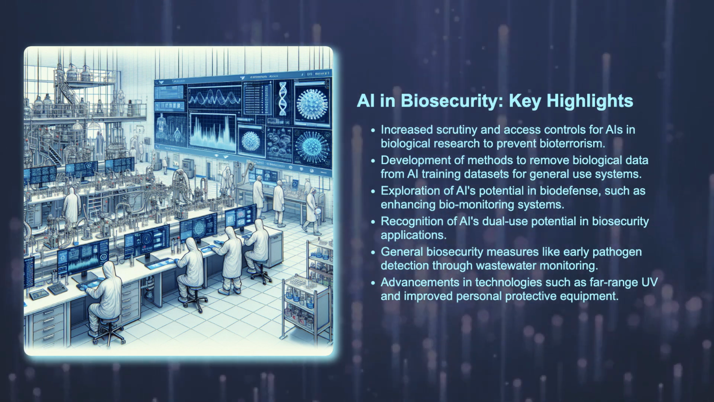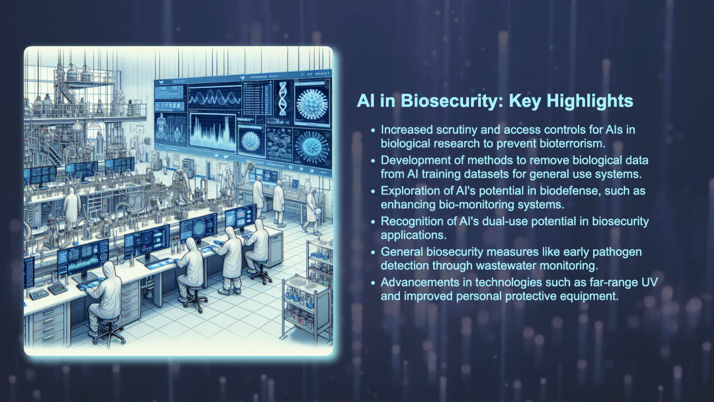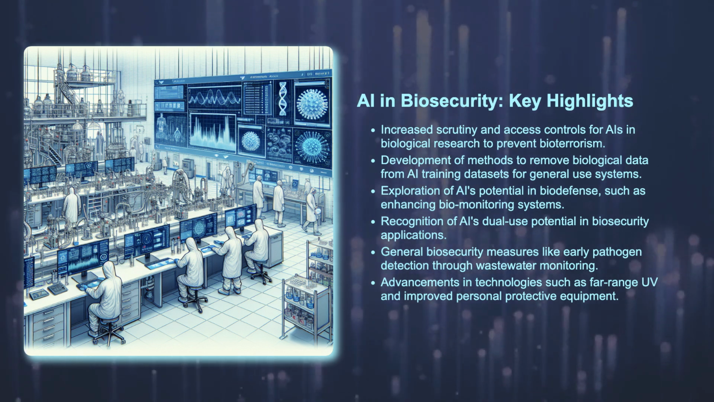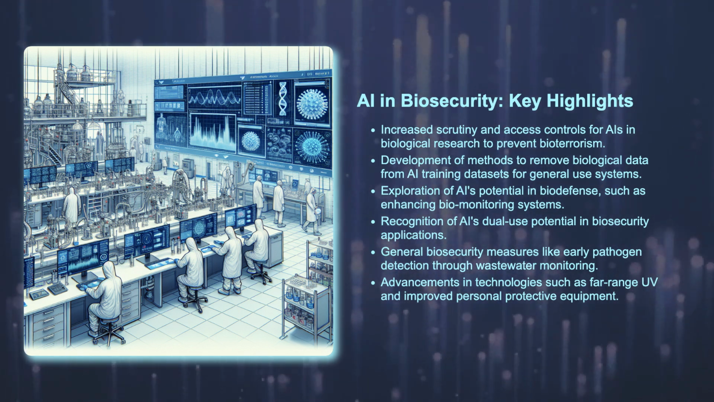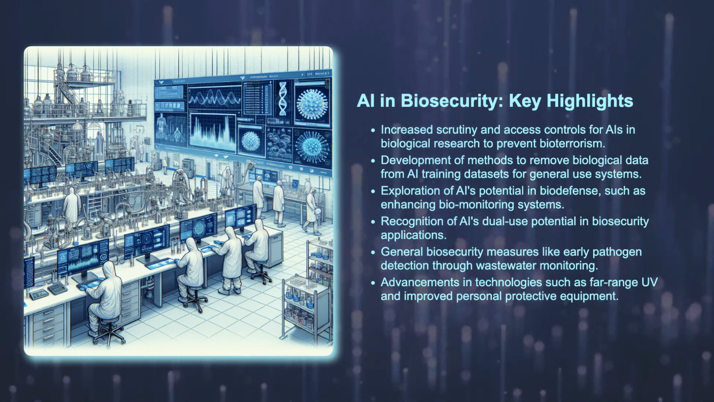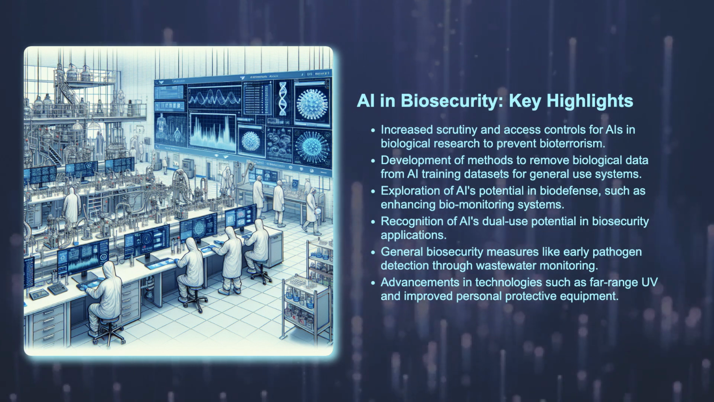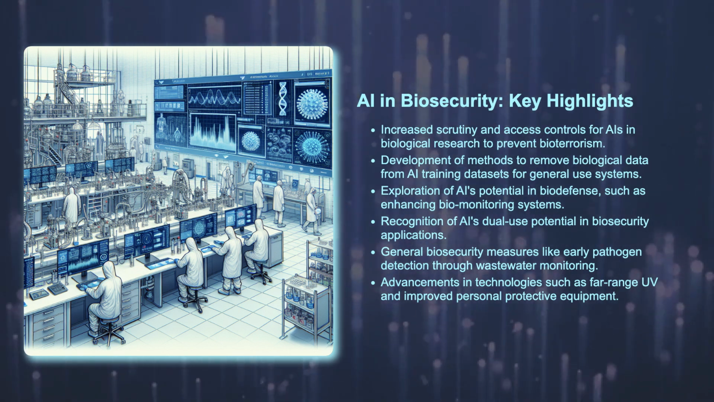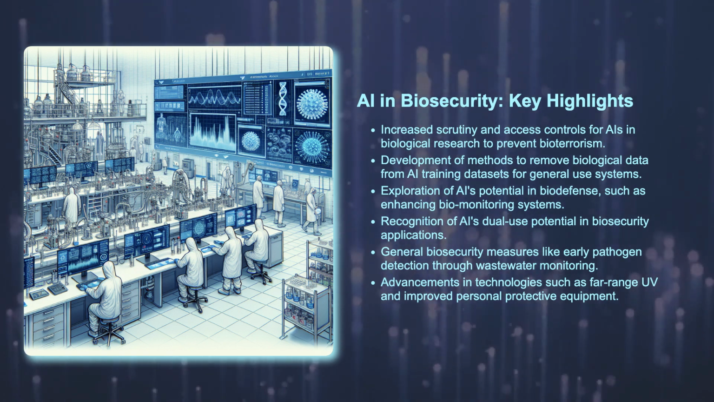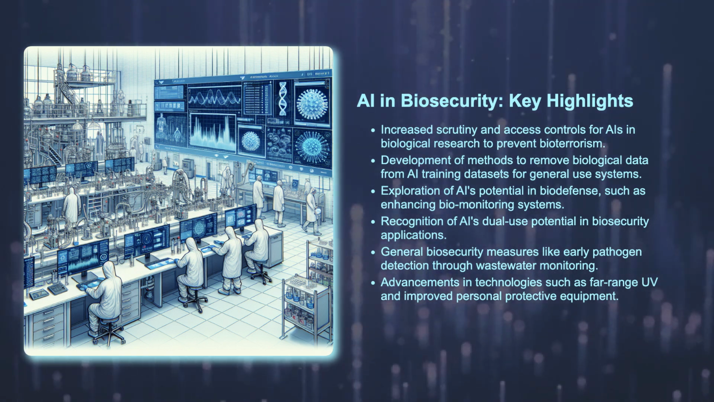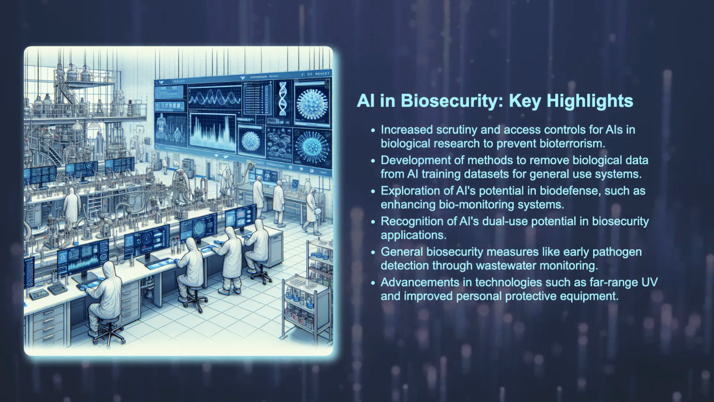Researchers should also investigate ways that AIs could be used for biodefense, for example by improving biological monitoring systems, keeping in mind the potential for dual use of those applications. In addition to AI-specific interventions, more general biosecurity interventions can also help mitigate risks. These interventions include early detection of pathogens through methods like wastewater monitoring, far-range UV technology, and improved personal protective equipment.